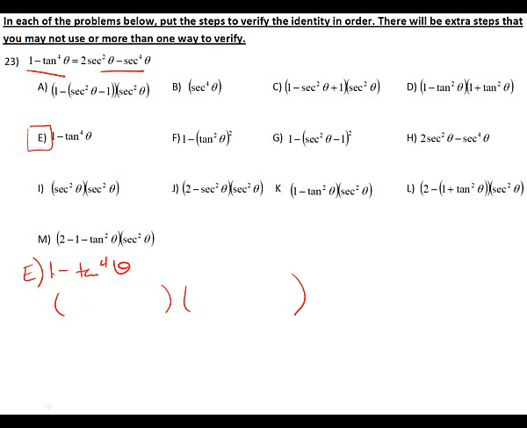So what's this? It's a difference of squares, so what's the square root of 1? What's the square root of tangent to the fourth? And then what do we have to do for a difference of squares? A plus and a minus. I'm going to go minus and plus. Now look at your answer choices. Which one is that? That's D. Okay, so now I've gotten rid of this one and I've gotten rid of that one.